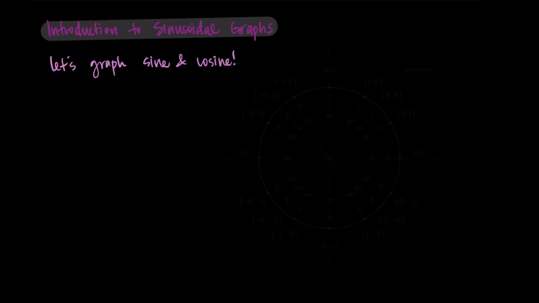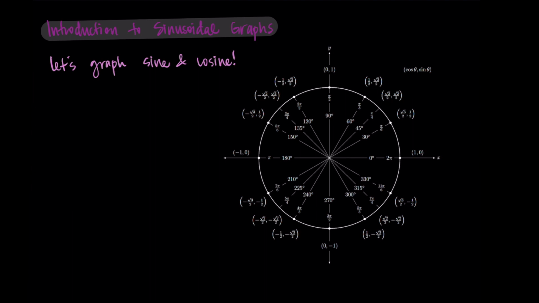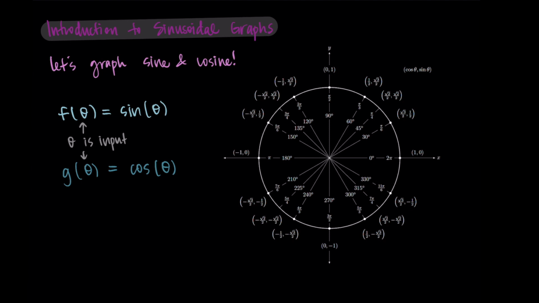To start, I'm going to go back to our unit circle, and these points on the x and y axes are going to be our basis for graphing the sine of theta and the cosine of theta functions. Really briefly, we need to remember that sine and cosine are functions of theta. So theta is the input, so we could say we have f of theta equals sine of theta, and g of theta equals cosine of theta. Theta is the input, then the output is the sine of theta value or the cosine of theta value. So we give this function an angle, and it tells us the sine or the cosine.